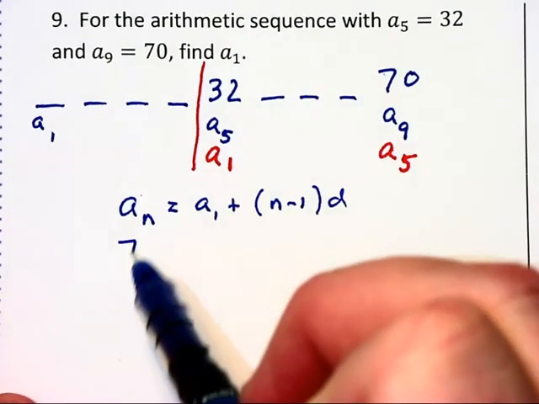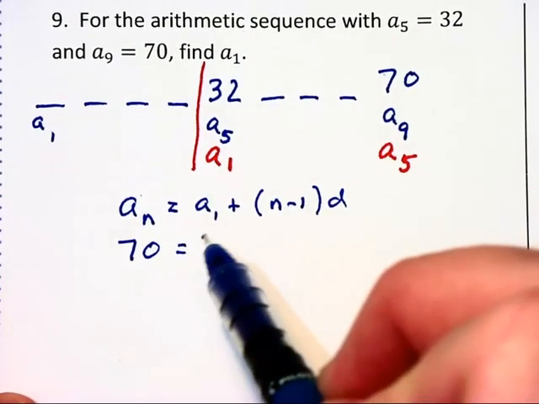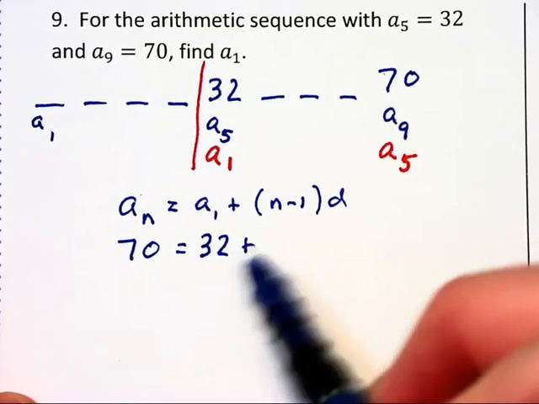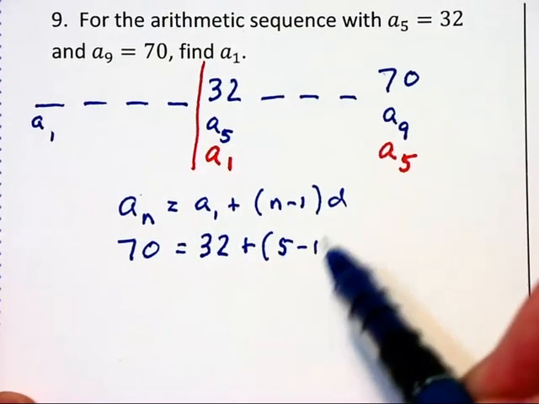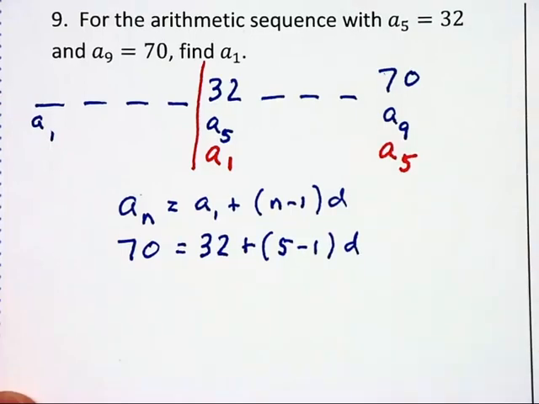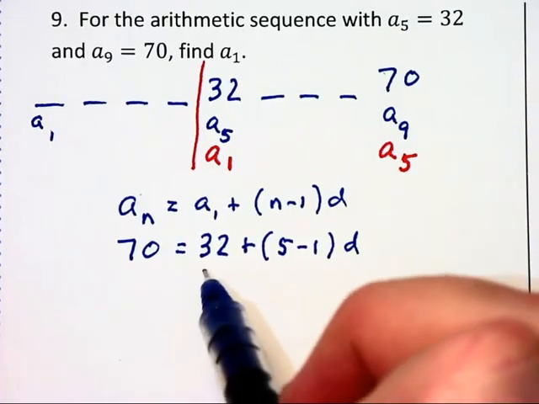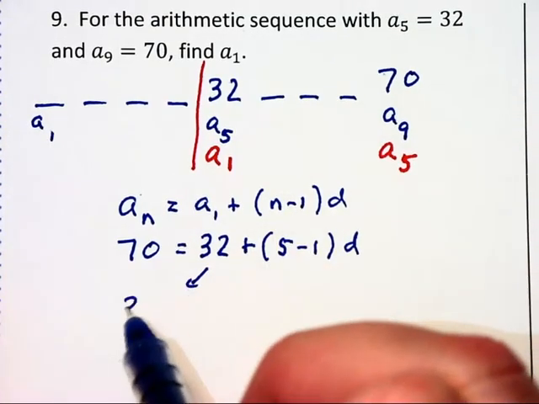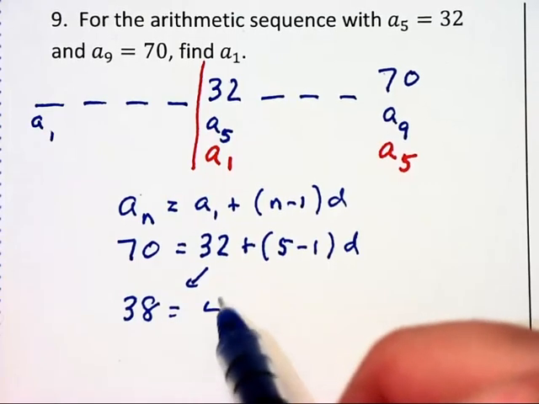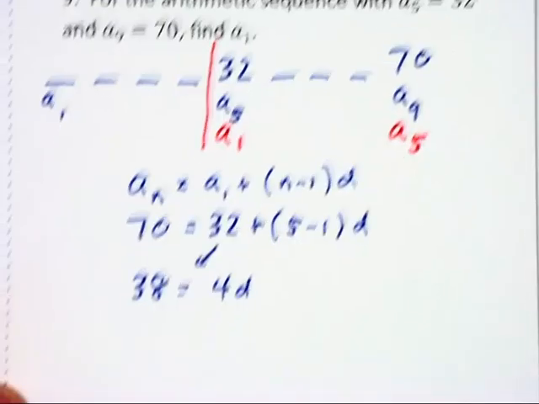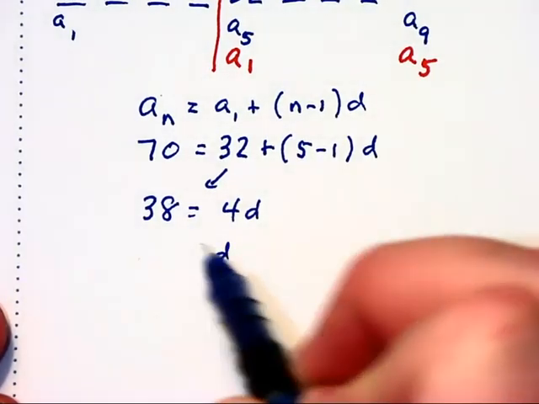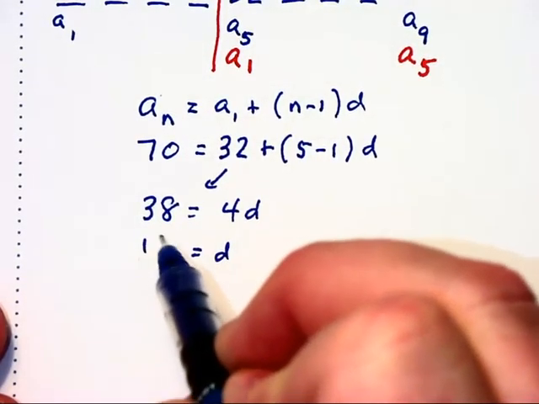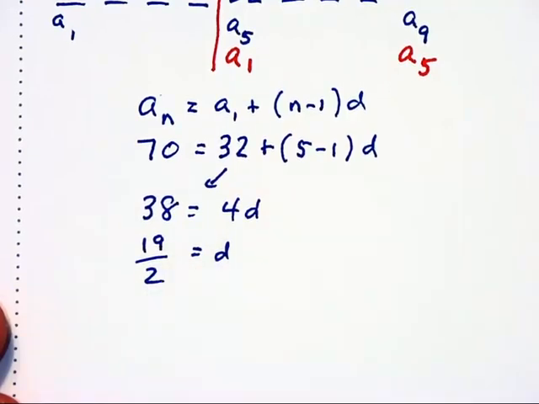A sub n becomes 70. The first term is 32. 70 was our fifth term, so n is 5, and we will have 5 minus 1 times d. When we subtract 32 on both sides, we're going to get 38 on the left equals 4d, and this is not a nice clean value of d. It turns out that d after reducing is 19 halves.